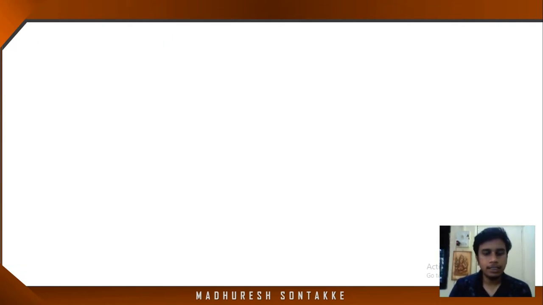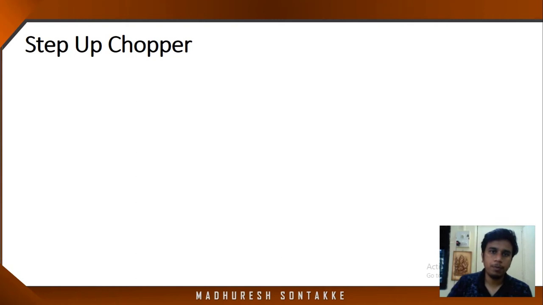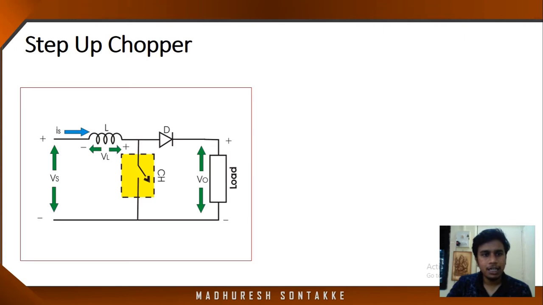Now let's see what this step up chopper actually is. In a step up chopper, we are going to increase the output voltage, meaning the output voltage is higher than the input voltage. So now we'll see how the circuit is. There are slight modifications to the circuit like this. Earlier the inductor was here. Now it is connected in series with the source, and the chopper switch is now connected in parallel with the source as well as with the load.